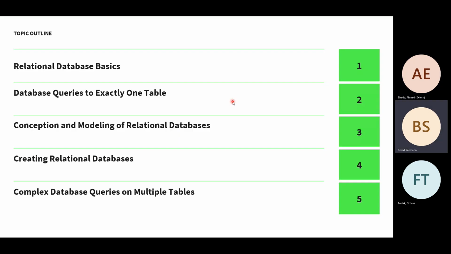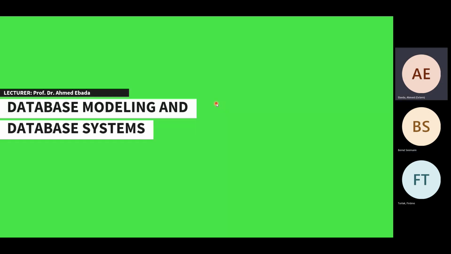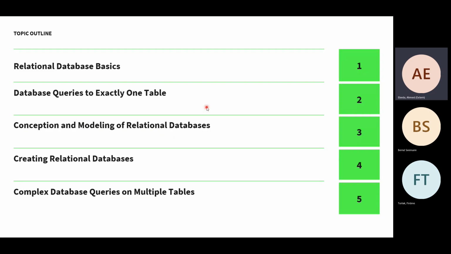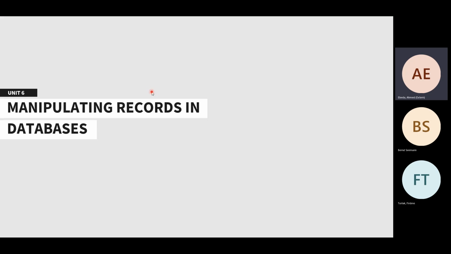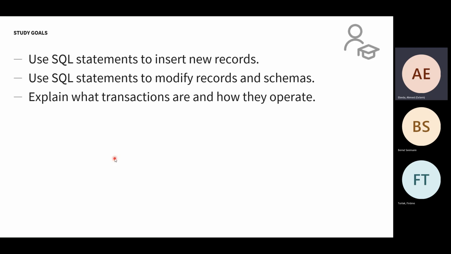Okay, so today it's a very interesting topic. It's literature unit 6, manipulating records in databases. This is the life of a database, and most of the time you are not creating new tables, but you are working with manipulating and changing data, altering data, and so on.